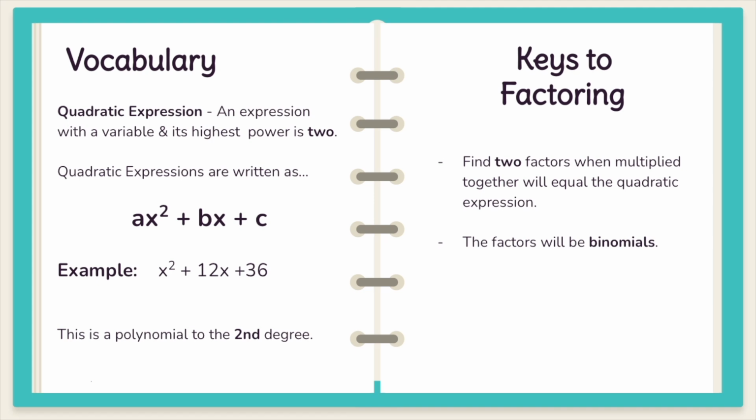So for example, x squared plus 12x plus 36. This is a polynomial to the second degree because of the second power. So here are some keys to factoring. We're going to find two factors that, when multiplied together, will equal the quadratic expression, and the factors are going to be binomials. Now let's look at some factor puzzles.